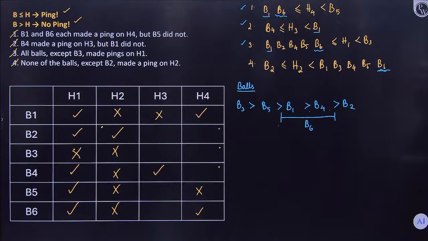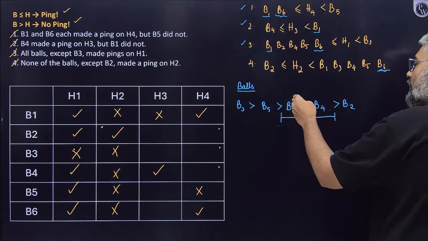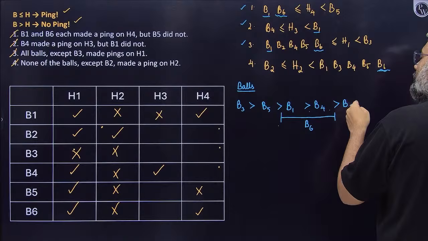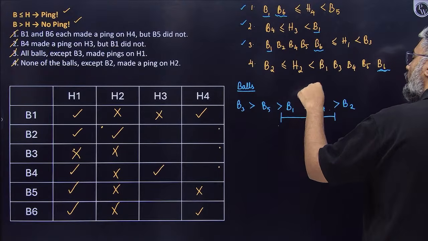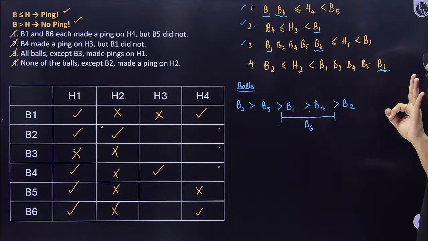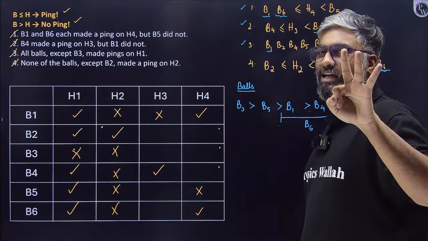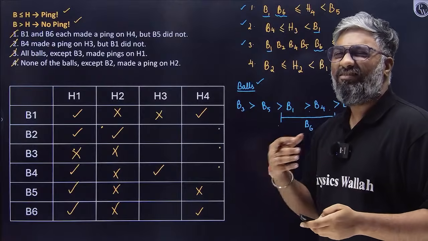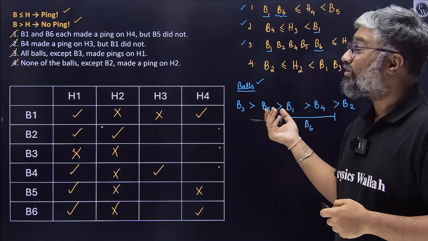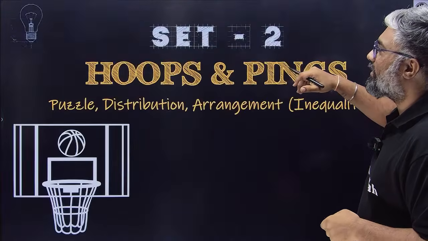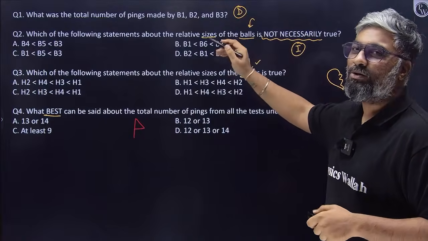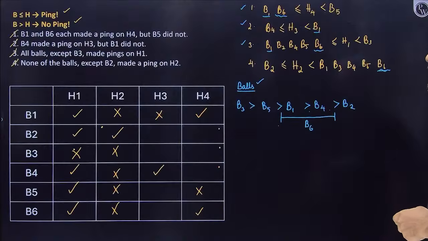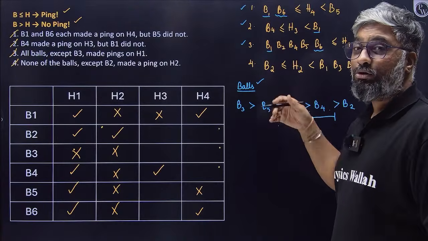So B6 can be larger than B1, B6 can be larger than B4, B6 can be larger than B2. So three possibilities are there for B6, okay? Perfect? Nice. So balls are sorted. Kind of. Were we expecting one of the balls to cause an issue? Yes, we were. From the questions, we know that one of the balls will definitely cause an issue. We had already anticipated that. Moving on.